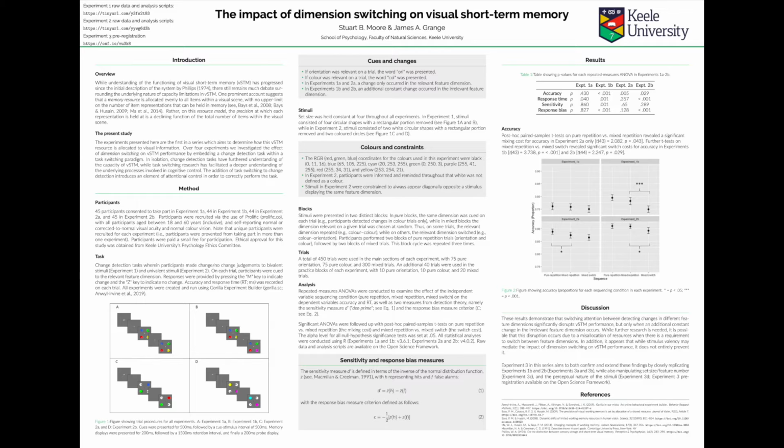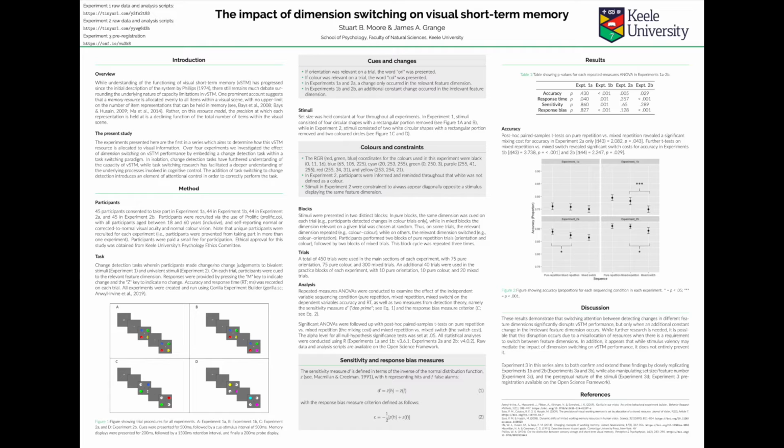So the experiments I'll discuss here provide an initial look at how this resource may be allocated to visual items by combining the use of change detection and task switching paradigms. Now, typical task switching paradigms involve switching between performance of at least two tasks. However, in this set of experiments, the task was always change detection.